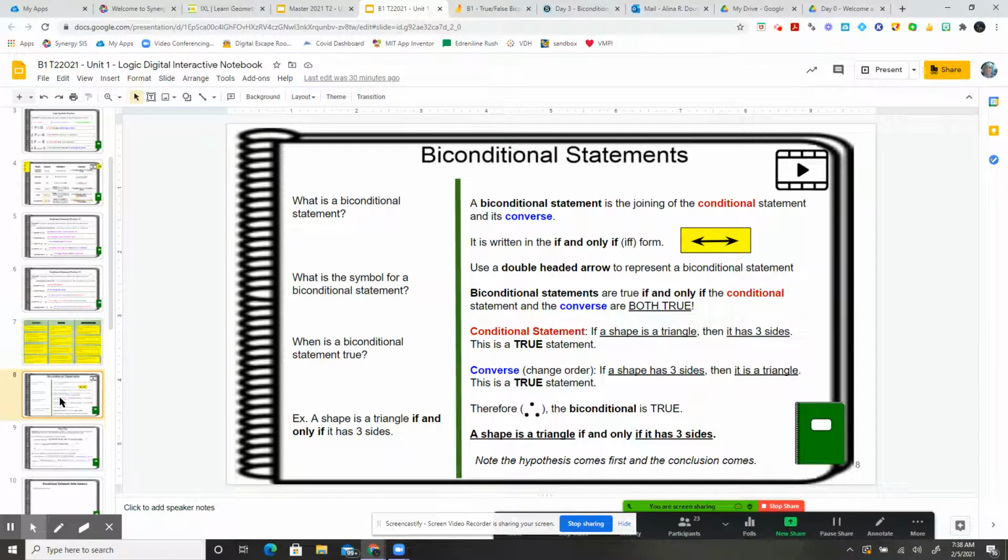We started biconditionals yesterday. So biconditionals have to be able to be read and be true both directions, front ways and back ways. So if a shape is a triangle, then it has three sides. If a shape has three sides, then it's a triangle. If both of those are true, and usually these are definitions, then the biconditional is true. If only one of them is true, then you can't write the biconditional.